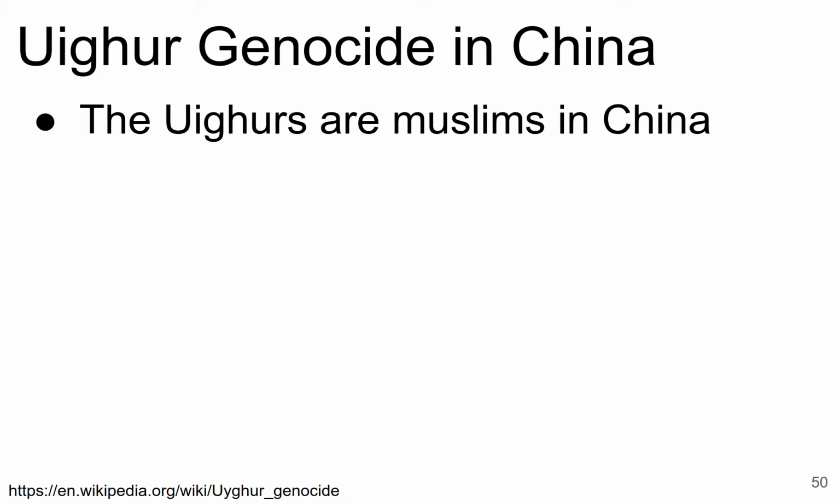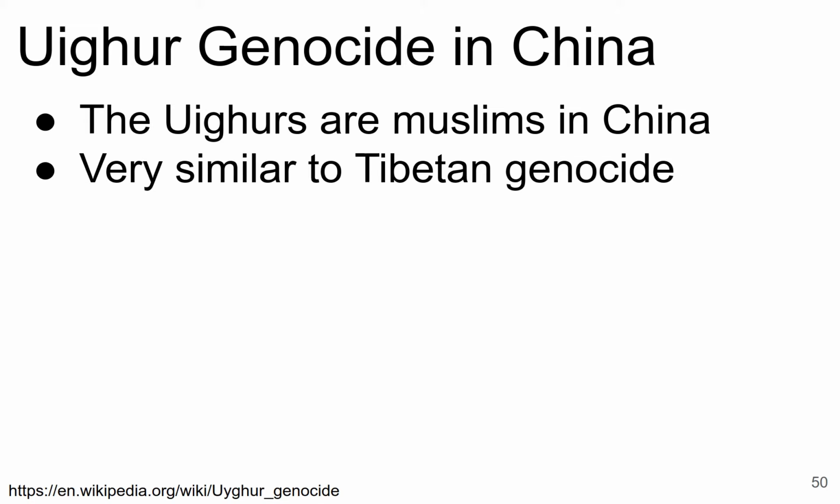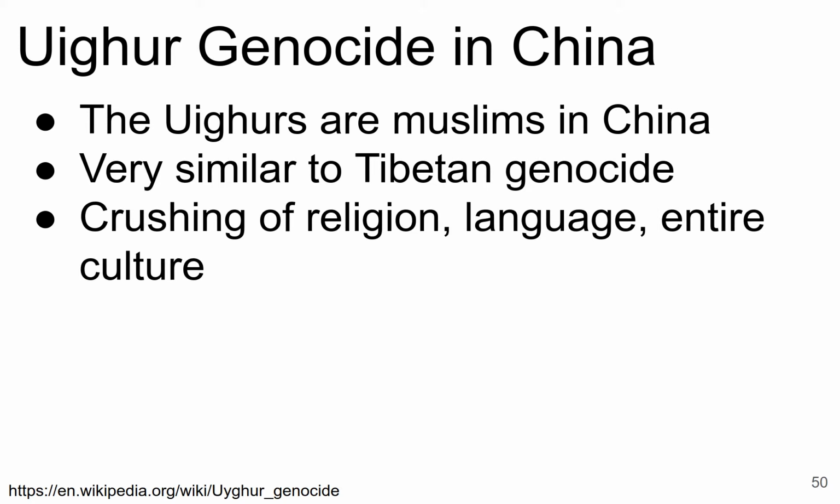So the Uyghurs are a Muslim group in China. And what's happening to the Uyghurs is very similar to what happened to the country of Tibet after the Chinese invaded Tibet. The difference is that the Uyghurs have been living in China all along, and China invaded Tibet in 1949. But aside from that, very similar, the actions of the Chinese government and the response of the global community.